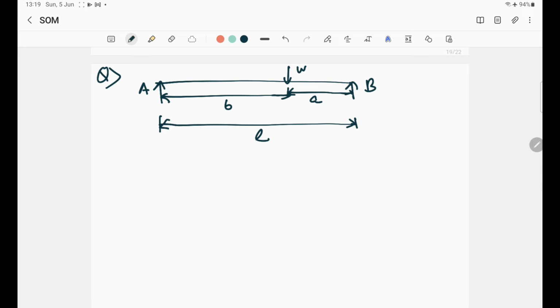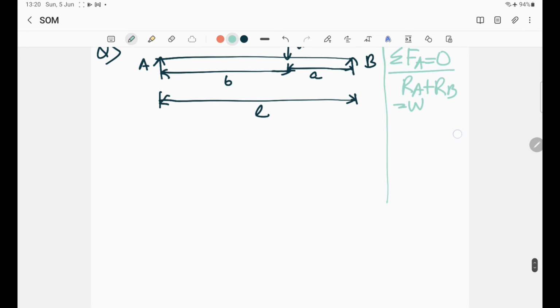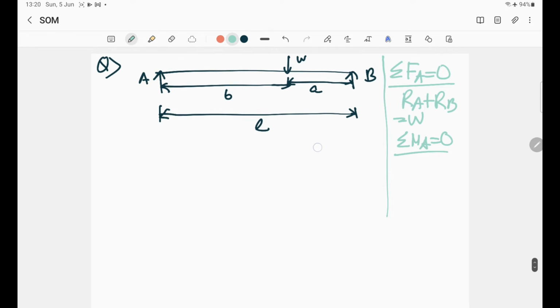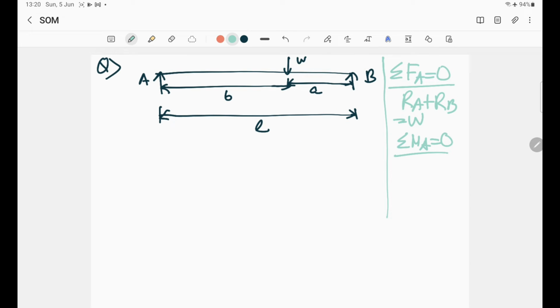First of all, let's just find out the reactions. For finding out the reactions, we have some weapons. Those weapons are: summation of moment at A equals 0 and summation of moment at B equals 0, since they are simply supported, which you can't do in place of fixed. And also summation of forces equals 0, which gives us RA plus RB equals W. And if you find out moment at any point, whether it be at A or B, we can find out the forces. Summation of moments at A is equal to 0.